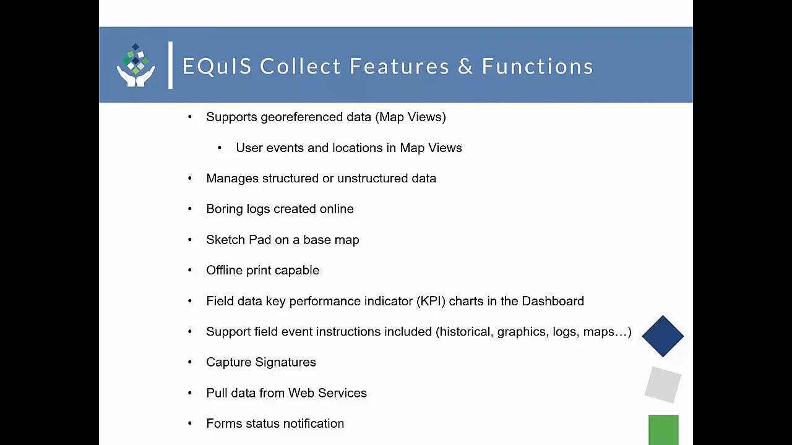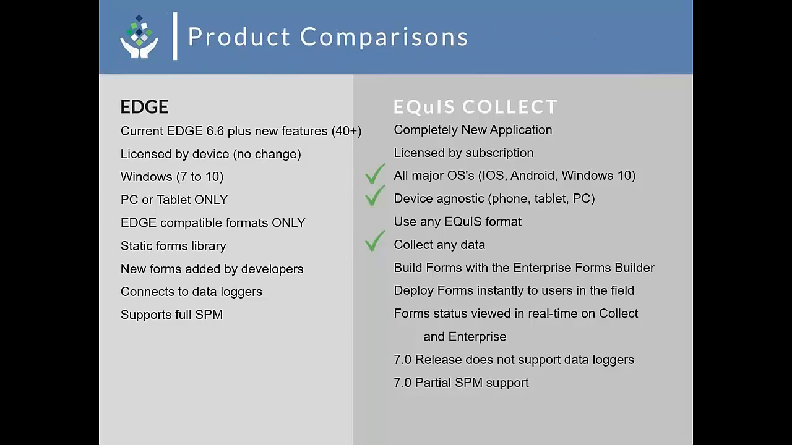Let's see. What are the highlights? We can manage structured or unstructured data. You'll see we have a sketch pad. We can take pictures. We can do custom signatures. We can pull data from web services. So if there's a nearby weather station, for example, and we want to download our weather information from that, we can do that. There's notifications right in the field. I'll show you all this stuff. Sorry, this is so dark and weird.